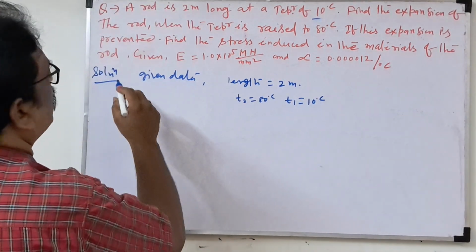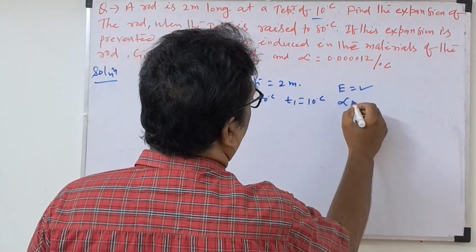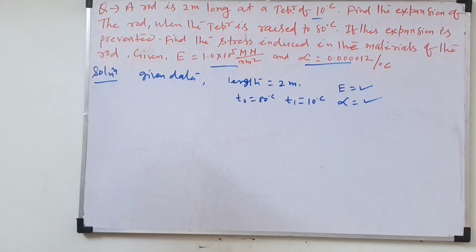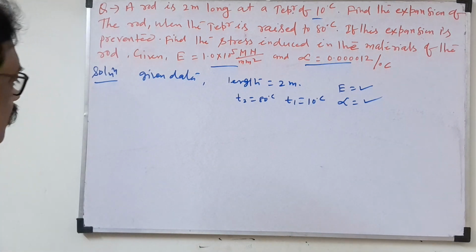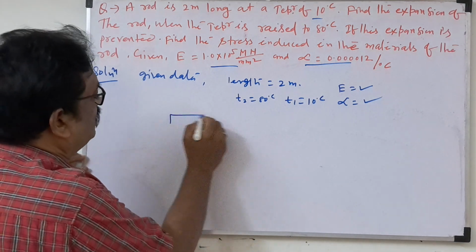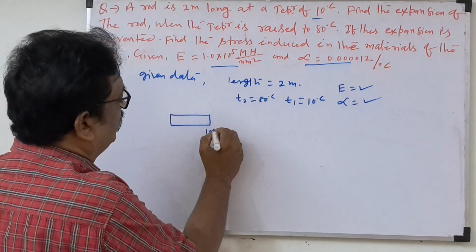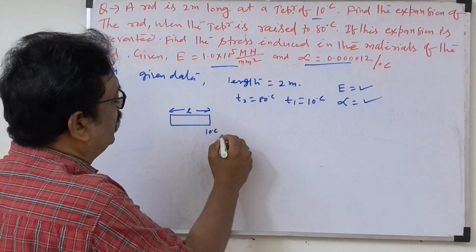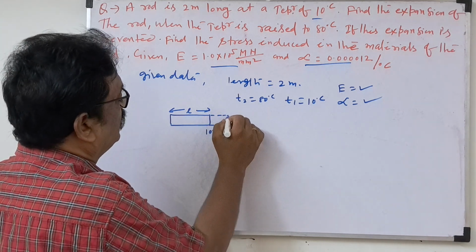The material of the rod, E, is given, and the coefficient of linear expansion is also given. Both are given, so I am not writing them, the values are already there. Now first they are asking for the expansion. I already solved the derivation, but I will revise it a little. Suppose this is a rod at 10 degrees, with length L. If the temperature increases up to 80 degrees Celsius, then the expansion will happen.